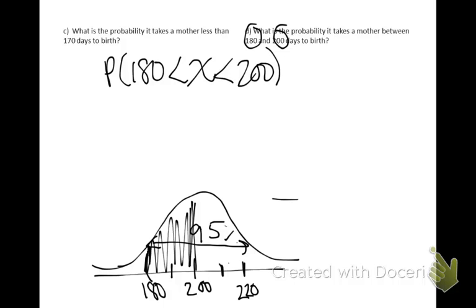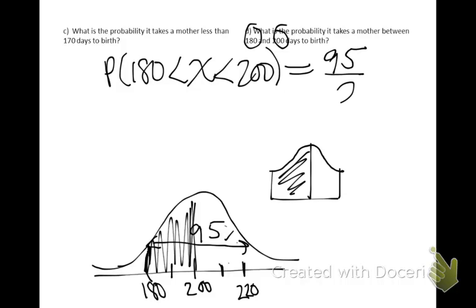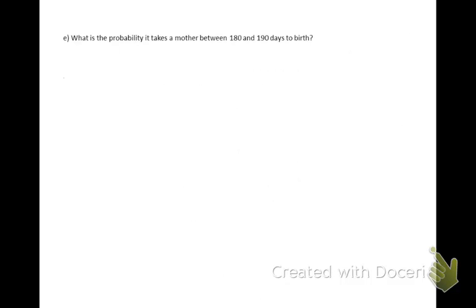What we have is this section of the curve, which is 95%, and we broke this section in half. So what we're really looking for is the 95% divided by 2. This is 47.5%. This problem is special because the mean was one of the x values that we were bound between. What is the probability it takes a mother between 180 and 190 days to birth?